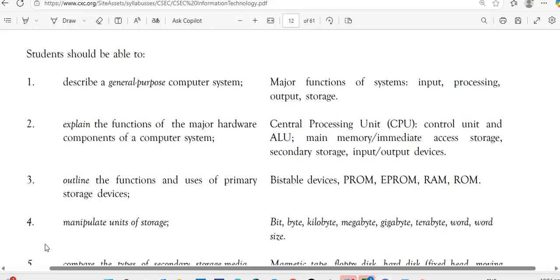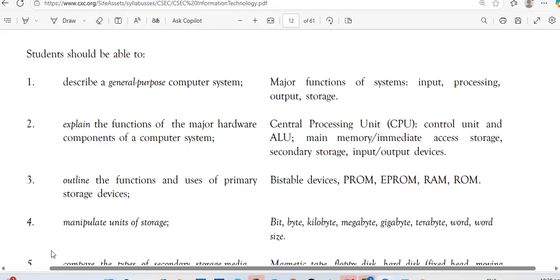So examples of primary storage devices are Bistable devices, PROM, EPROM, RAM, and ROM. So we're going to look at what these primary storage devices are. So if you are asked about what are primary storage devices, these are the devices that you're going to list. If you are asked to outline the functions of these devices, we are going to look at them now. All right, so let's look at the functions of Bistable devices.